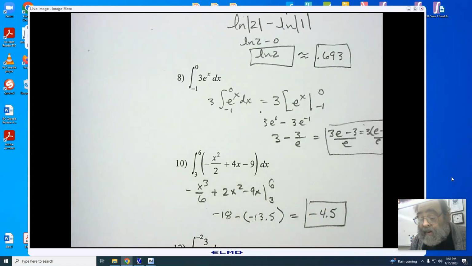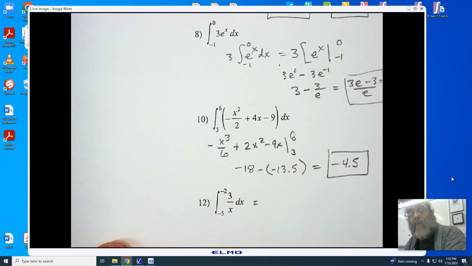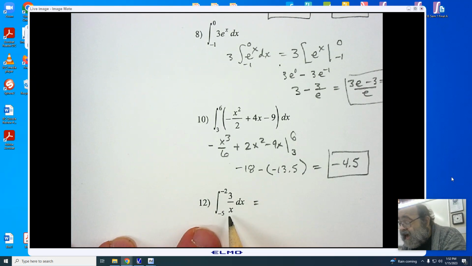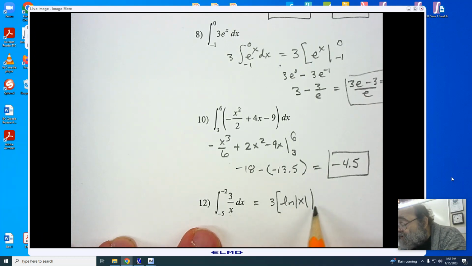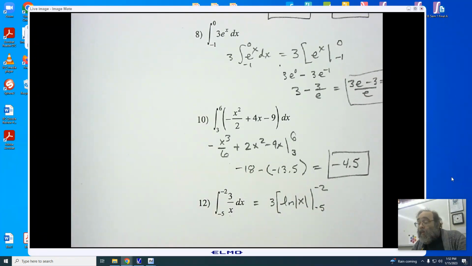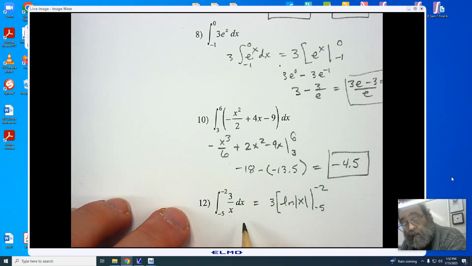Once again, check your answer. I always like to do that, but it's up to you. Next, we're looking at number 12. Once again, we see that x to the negative 1. This is therefore 3 natural log, and I'm looking at the absolute value of x. Please remember to put that absolute value. If you don't, you're going to get it wrong. I mean, look at the values we're using. That's going to be a problem, right? We can't take the natural log of a negative number. So I now have negative 3.